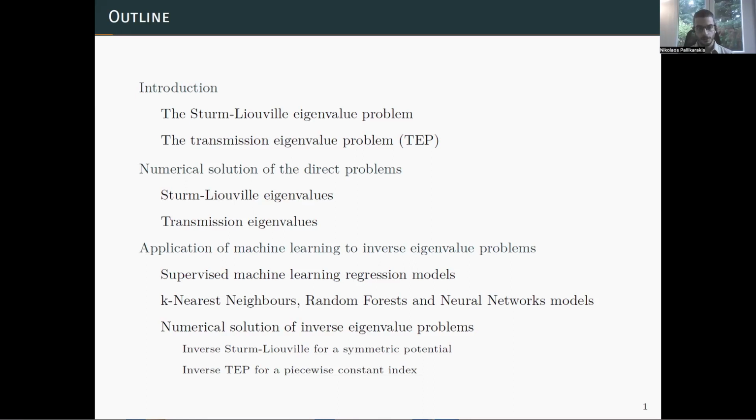And then the main part of my talk is going to be about applying machine learning regression models to solve these specific inverse eigenvalue problems. I'm going to give some ideas behind supervised machine learning for regression and also briefly discuss the three different models we implemented for this case, which are k-nearest neighbors, random forest, and neural networks. And finally, I'm going to show some numerical examples for the inverse Sturm-Liouville eigenvalue problem of symmetric potentials and the inverse transmission eigenvalue problem for piecewise constant index in disks.